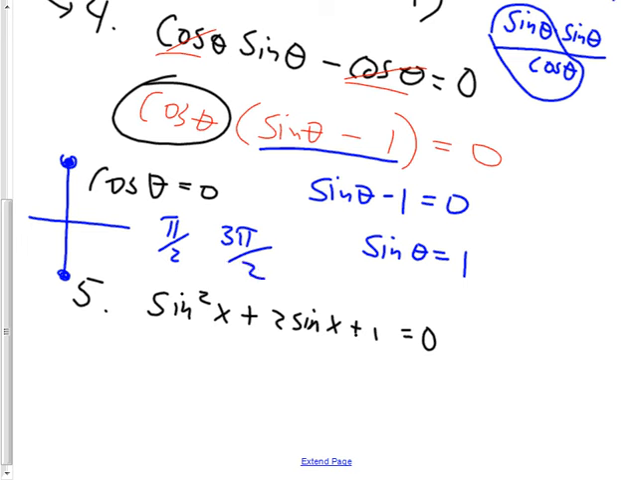They get half for the question. 0 is not one of the right answers. Well, just hold on. I'm not done with the problem yet. So far, the answers are pi over 2 and 3 pi over 2. Now, here's the rest of the answer.